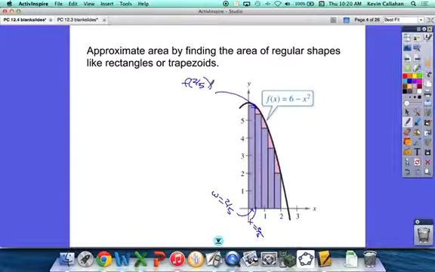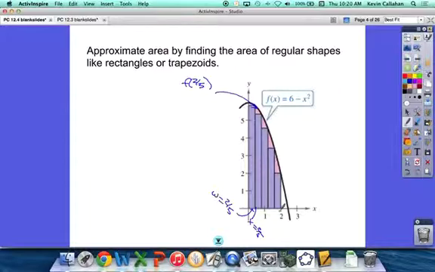Just knowing that, I can come up with the area of this one particular rectangle. Then I can do the same thing for the next 4. I'm always going to have the same width of the rectangle, 2/5, and then I just have to find the value of the function at x equals 4/5, 6/5, 8/5, and 2. And then I'll have all the areas.